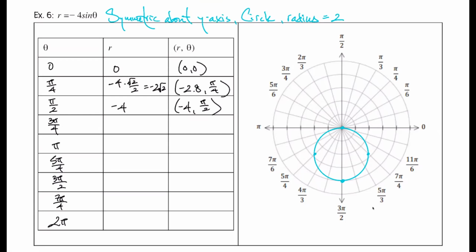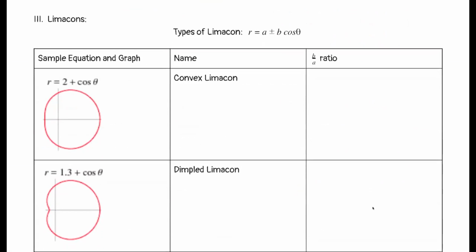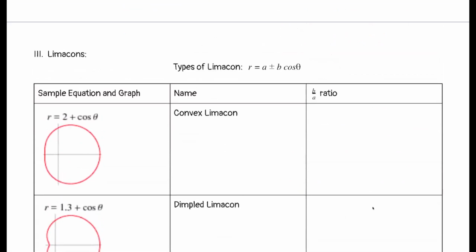So, what are we going to start with today? We've got 2 more shapes to talk about. One is the limacon. And what we're going to do with the limacon is take a look at different types that possibly happen. Usually, the equation looks something like this.